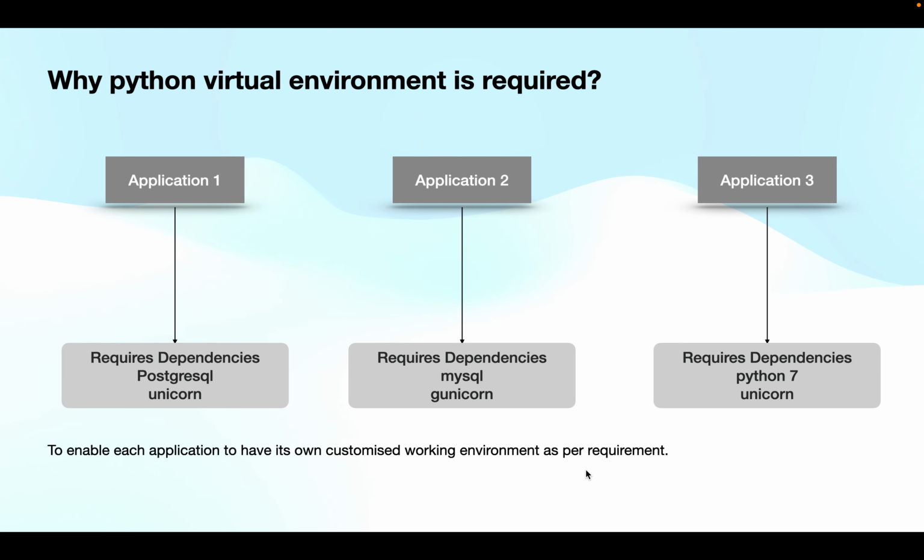For example, you are a developer working on multiple applications locally. Now it can happen that application 1 requires dependencies like Postgres and Uvicorn to function, while the other application might need a different version of Python or another type of server, let's say Gunicorn. So each application has a different requirement to function.